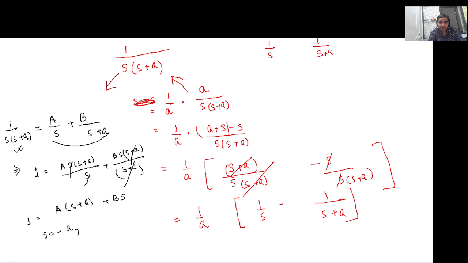Then again in equation 1, suppose you put s equal to 0. So the equation 1 will become 1 equal to a into s is 0 plus a plus b into 0. So it will become a into a equal to 1. So a is equal to 1 by a, right? So now you know the value of A and B. You can write it as 1 by A of S plus minus 1 by A of S plus A. So if you take 1 by A outside, it is 1 by S minus 1 by S plus A.